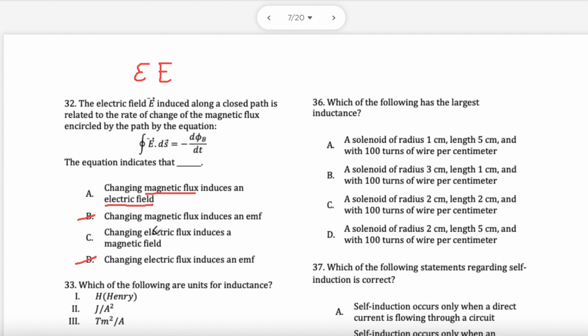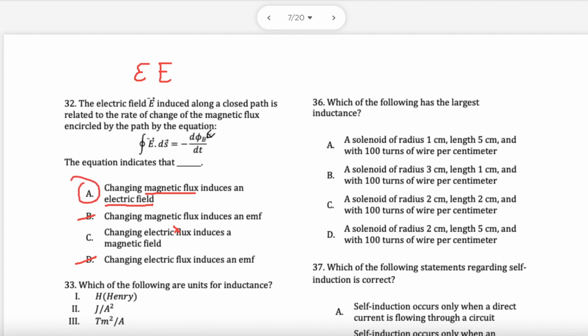Let's check C just to be safe. Electric flux. That's my flux? No, that's wrong. That's B. This is wrong. It's not electric flux. Induces a magnetic field. That should have said B if it said magnetic field. If C was to be correct, it should have said B over here, and it should have said E over here. It does not, so this is definitely wrong. The best answer has to be A.